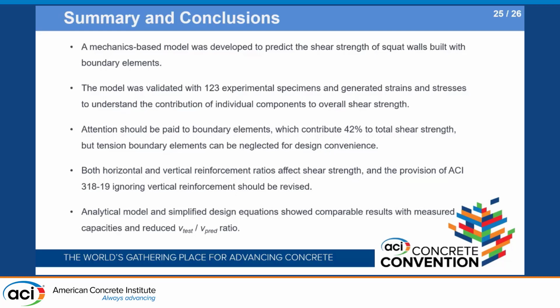Both horizontal and vertical reinforcement ratios affect shear strengths, and the ACI 318 or 349, ignoring vertical reinforcement, should be revised. And the analytical model and simplified design equations showed comparable results with measured capacities and reduced safety factor ratios.